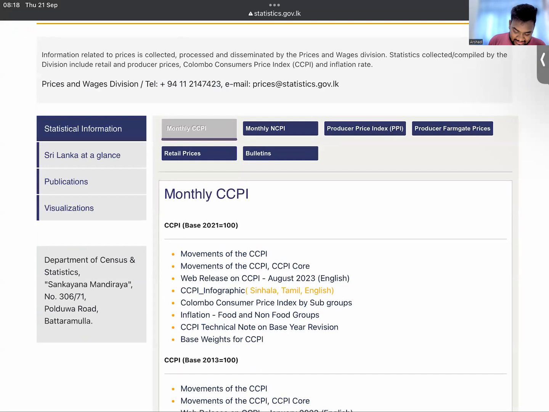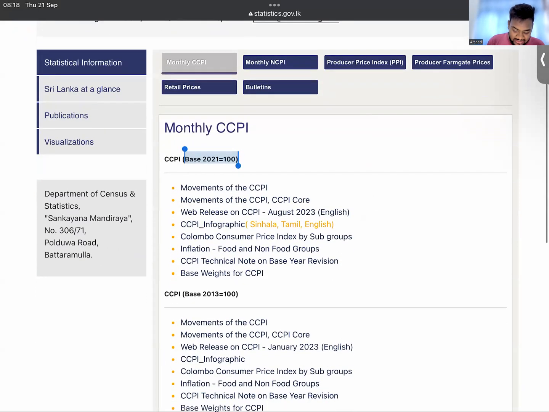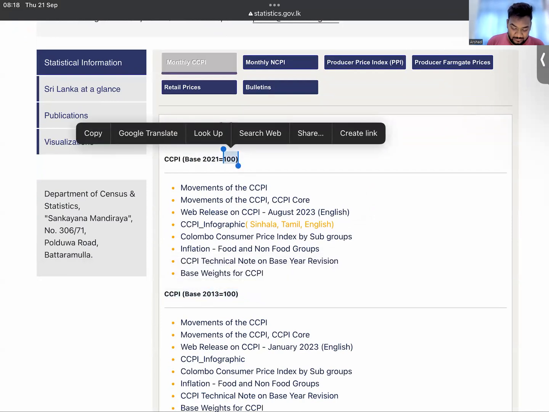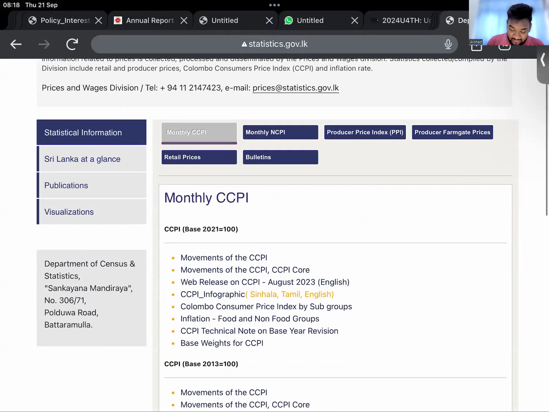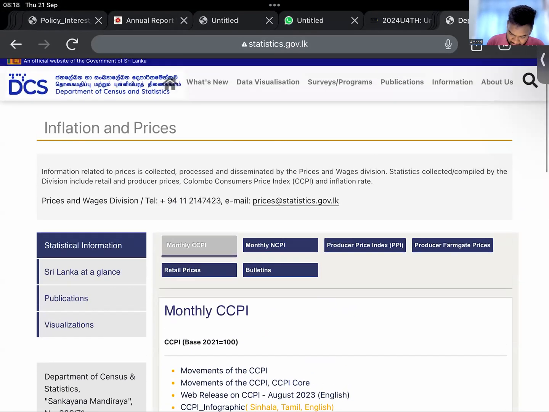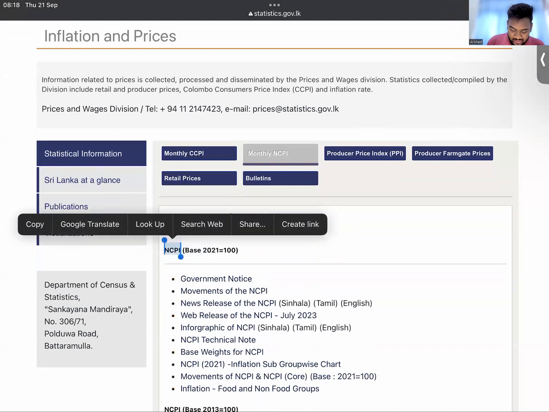Can you see the base? 2021 equals 100. They have updated. Here the old base is 2013 equals 100. That is the old base. Now this is the new base here, 2021, for the CCPI. Then you go to the NCPI, the monthly NCPI. NCPI also has 2021 as the base year.